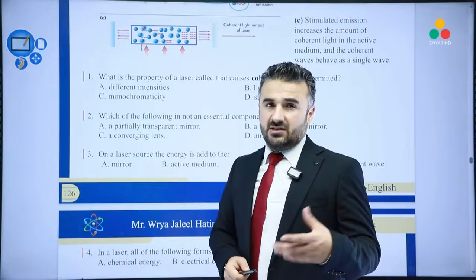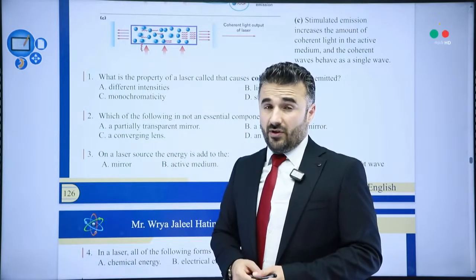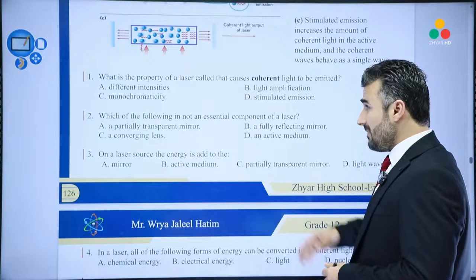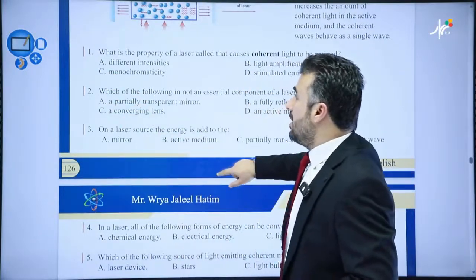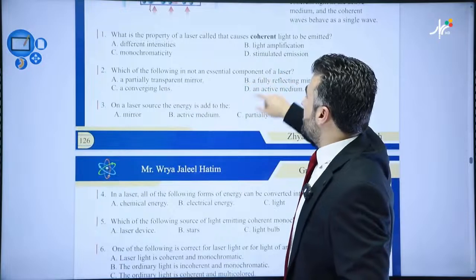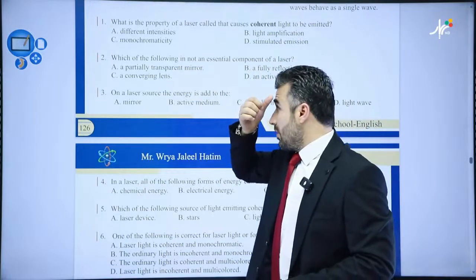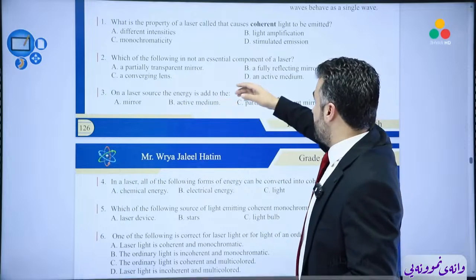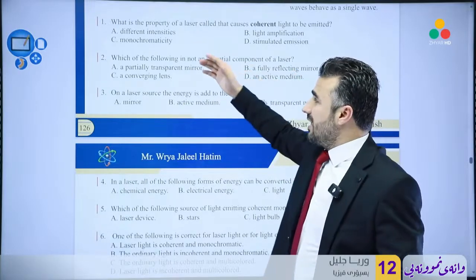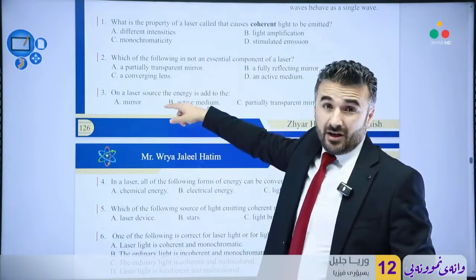It has a single wavelength, and all these are together here. So none of the other ones. The correct option is going to be C. Which of the following is not an essential component of a laser? That is also another part which is very important. A partially transparent mirror, that is part of it. A fully reflecting mirror, that is part of it. A converging lens, we haven't heard about that.